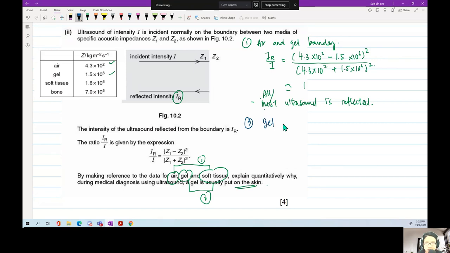So now we do gel. Did I use air and gel? Why did I use air and gel? Sorry, I should use air and soft tissue. Same thing. This one will be 1.6. Air and soft tissue boundary is still 1. So now gel and soft tissue.